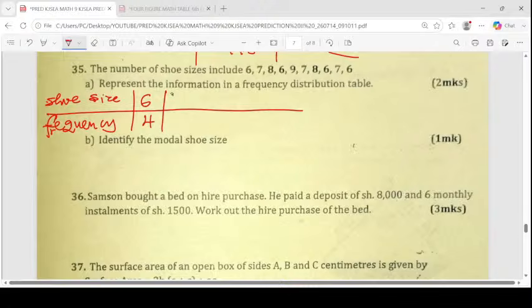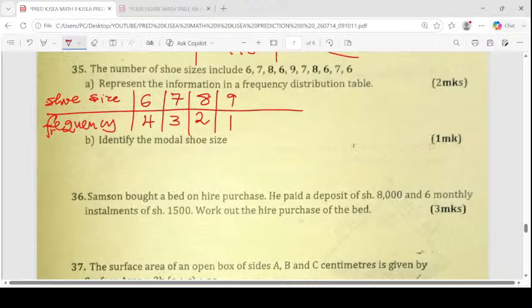We have number 7. The frequency for 7 is 3. We have number 8. The frequency for 8 is 2. We have number 9. The frequency for 9 is 1. 1, 2, 3, 4, 5, 6, 7, 8, 9, 10. Yes, I think that's correct. So that is a frequency distribution table.